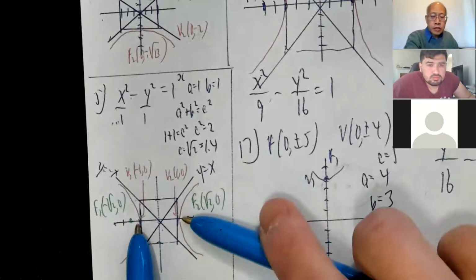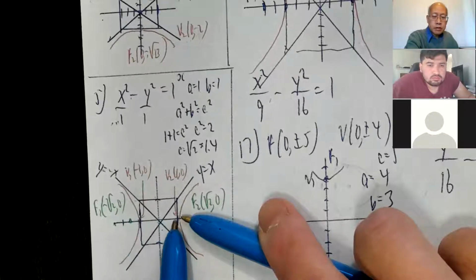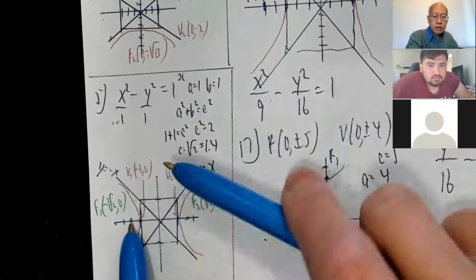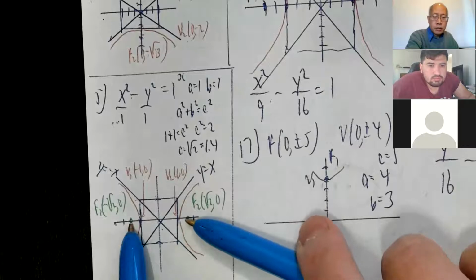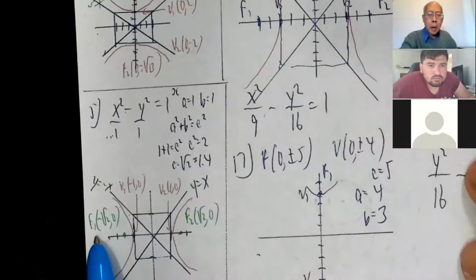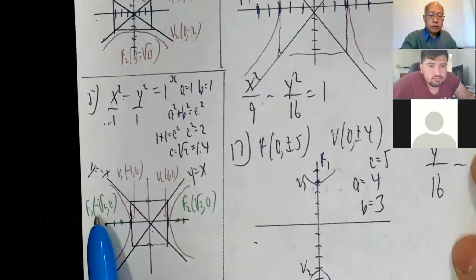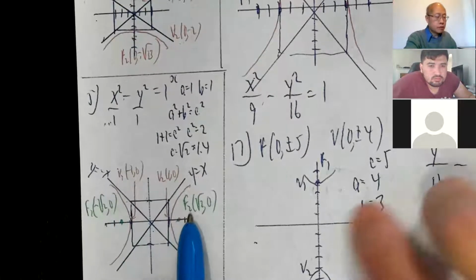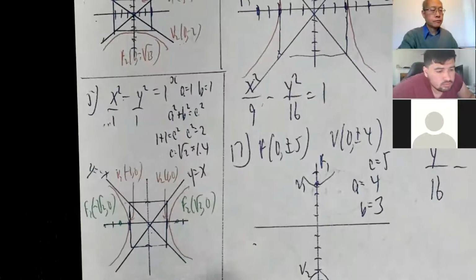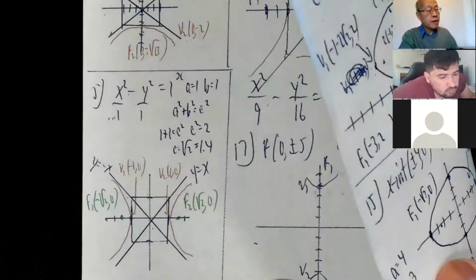Okay, and what are the coordinates of the vertices? Vertex 1, (negative 1, 0). Vertex 2, (1, 0). Foci, I go 1.4, 1 and almost a half. I need the 1.4 just to put the dot, but again, write the exact answer. So focus 1, (negative radical 2, 0). Focus 2, (positive radical 2, 0). So that's what we have here.